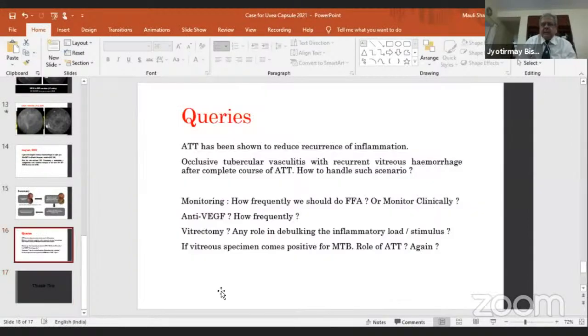This is my case, actually. I saw this patient. If Dr. LG was here, I would have taken his opinion. I would have shown the case. But he is here now. I just like to ask him his opinion, what to do in this case.